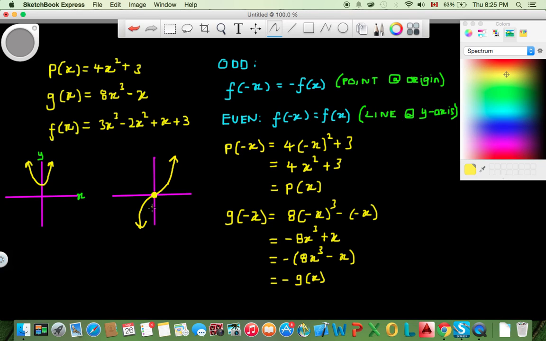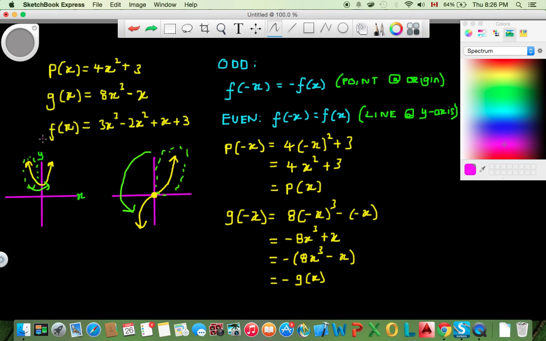So what point symmetry means is that if you were to rotate this part of the function 180 degrees, all the way around here, you would get this part of the function right there. And what line symmetry tells you is, as I mentioned earlier, if you were to reflect, say, this part of the function about the y-axis, you would get this part of the function. Alright, so that's all you have to know about line and point symmetry and what odd and even functions tell you. Well, let's take a look at f of x.